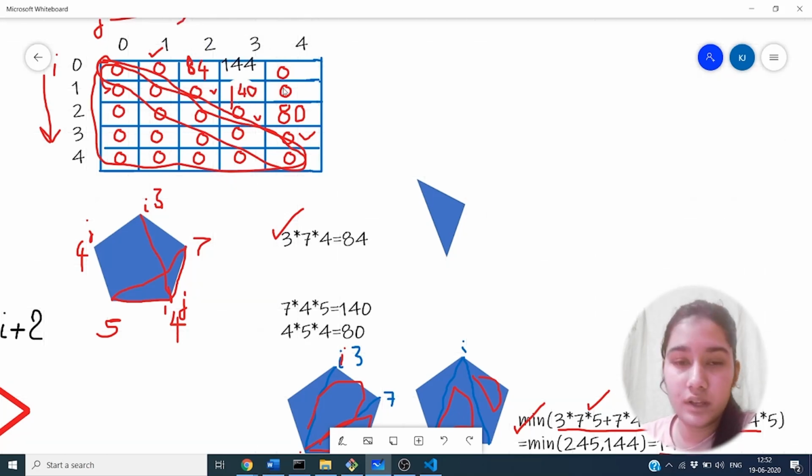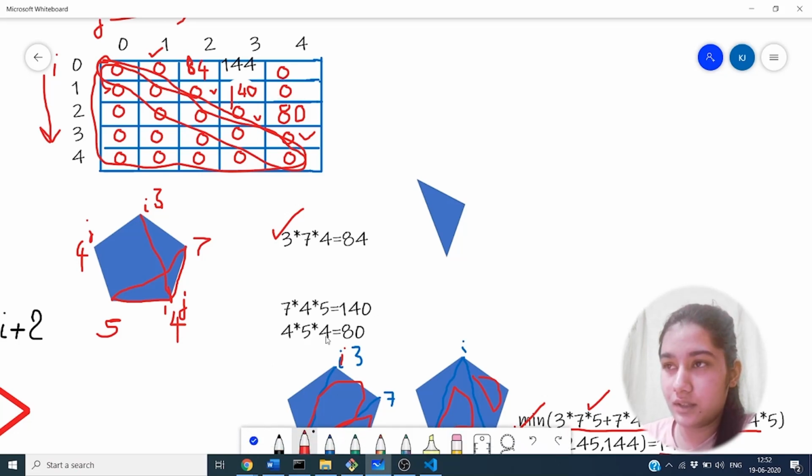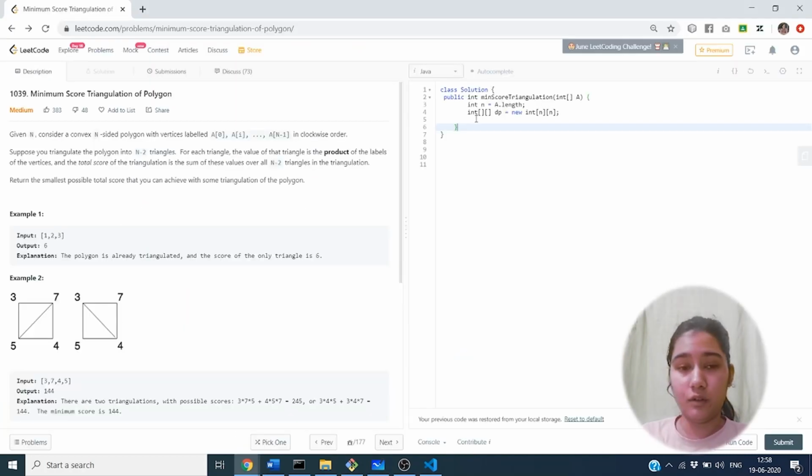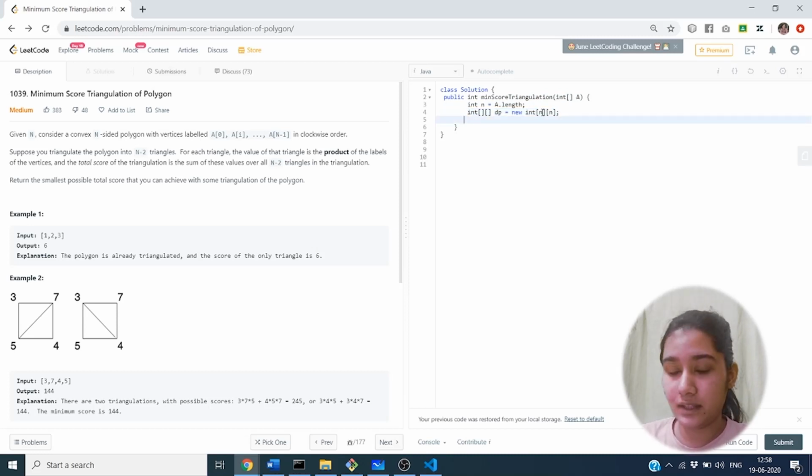Now similarly we are going to do it for this one and this as well, and at last what we are going to do is return the value at index i equal to 0 and j equal to 4. Now let's have a look at how we are going to do this through code. First we will initialize a variable n with a dot length, that is the input array length, and second we will declare a 2D dp array with size n by n.